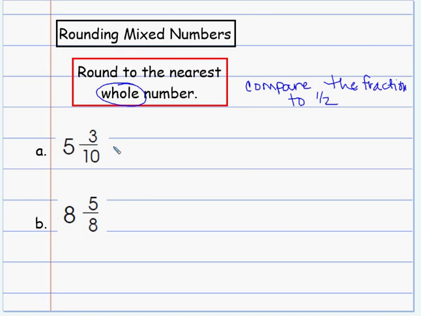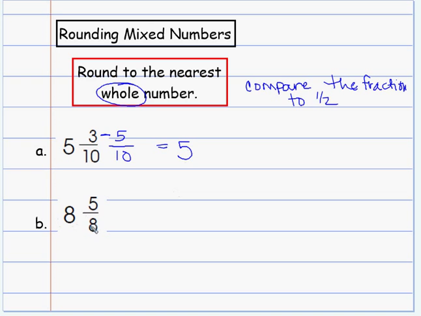So what I like to do is I like to write right here the denominator, and then what is half if I use that denominator? Well, half of 10 is 5. Okay, so now compare these two numbers here. Is 3 5 or greater, or is 3 less than 5? Remember the rules, if it's less than 5, we're going to keep the number the same. So this would end up being 5.